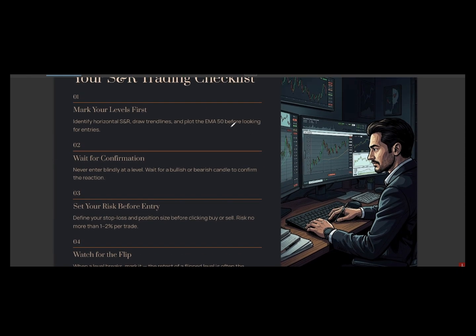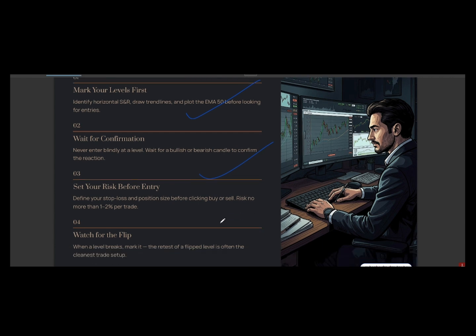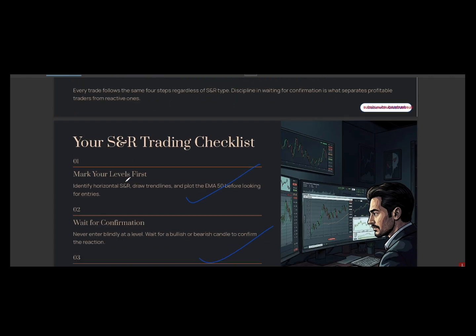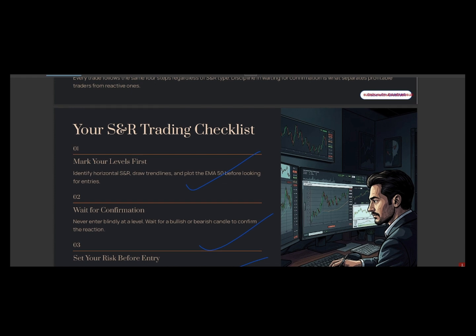So this is a simple but effective strategy. First thing, mark out your levels, wait for a confirmation candle or confirmation setup. Next, set up your risk at 1 to 2% per trade, or put your stop loss, and depending on that, 1:2 risk reward or 1:3. And next, just enter it and calculate your win rate, and you can start trading this on a simple basis.